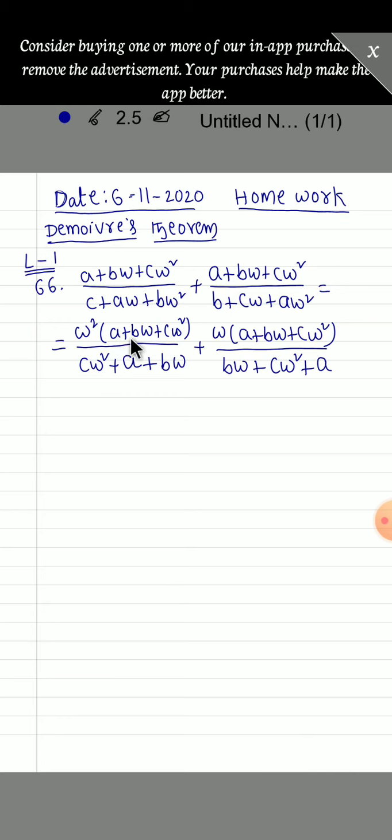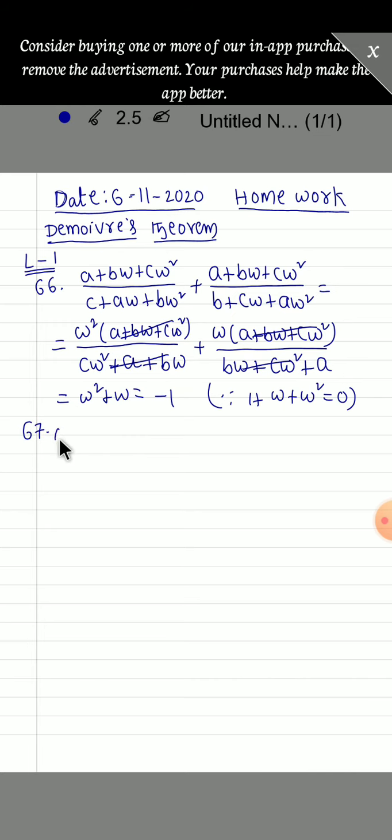So A plus B omega plus C omega square will be cancelled. Here also A plus B omega plus C omega square is cancelled. What will remain? Omega square plus omega. Omega square plus omega is equal to minus 1, since 1 plus omega plus omega square is equal to 0. This is the condition. Next, problem number 67.